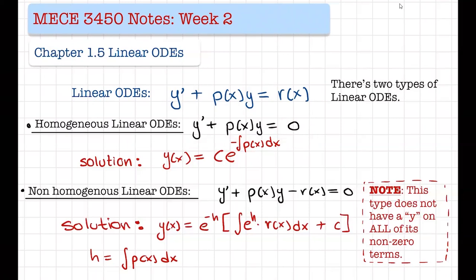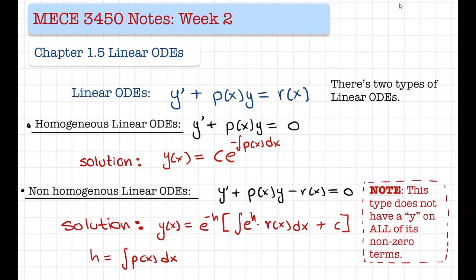The good thing about this kind of ODE is that it can be solved pretty easily. They have a clear formula. Some of them you can actually solve by separation of variables. But the good thing about this one is that you can just take the formula given there, the solution, plug and chug, and you will get your answer every time. So that's for the homogeneous linear ODEs. You can see its solution. Whatever your p of x is, whether it's a function or a constant, you just plug it into this integral and you will get your solution.